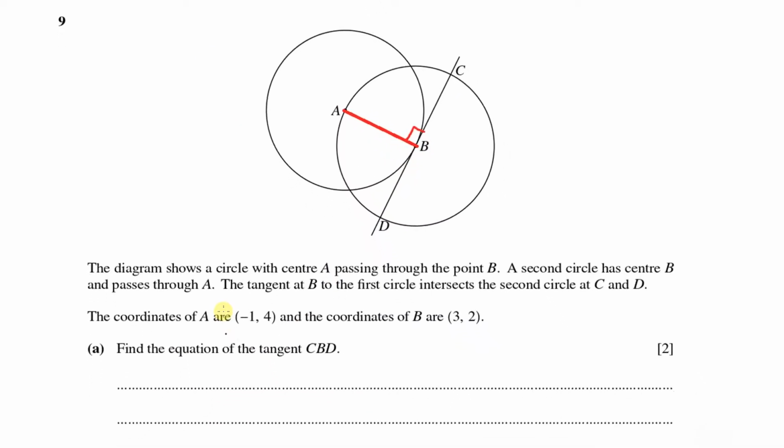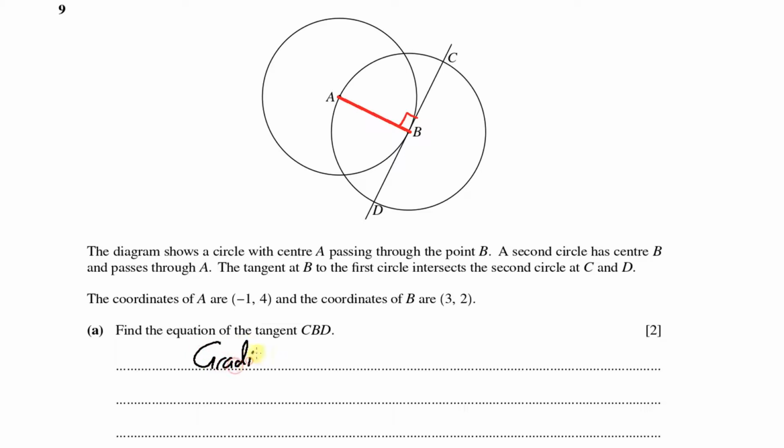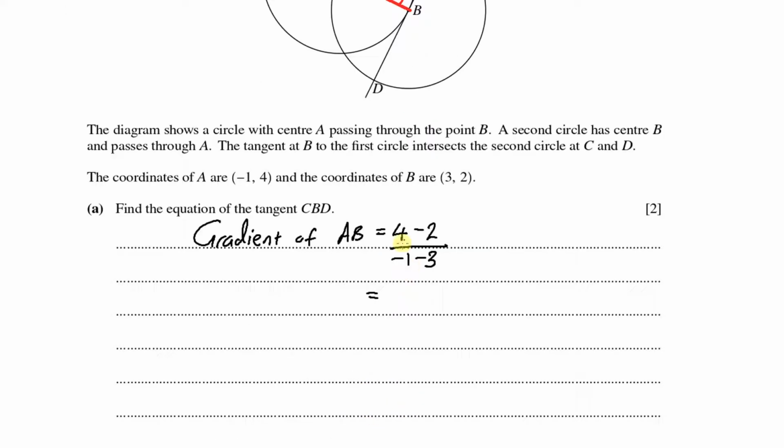So we're saying here that the gradient of AB should be change in y over change in x. So I'll find the difference of the y coordinates. That will be 4 minus 2, divided by the difference in the x coordinates, that's -1 and 3. And what does that give us? That will be 4 minus 2, which is 2, over -1 minus 3, that's -4, which is -1/2. So that's the gradient of AB.